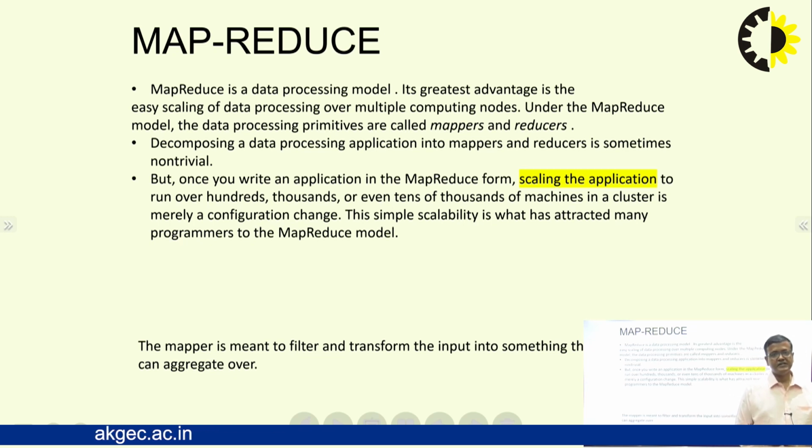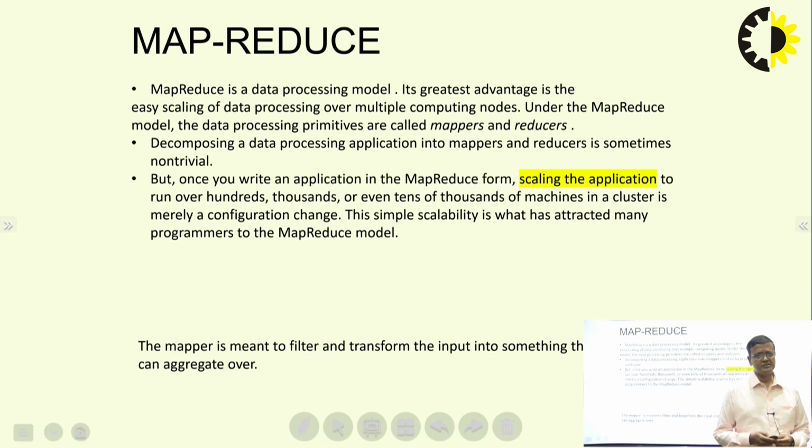Now we saw the four components of your Hadoop framework. Having seen the building blocks of the Hadoop framework, I would like to talk about the MapReduce programming model, or the processing model. MapReduce is a data processing model. Its greatest advantage is the easy scaling of data processing over multiple computing nodes. Under the MapReduce model, the data processing primitives are called mappers and reducers. Decomposing a data processing application into mappers and reducers is sometimes non-trivial.